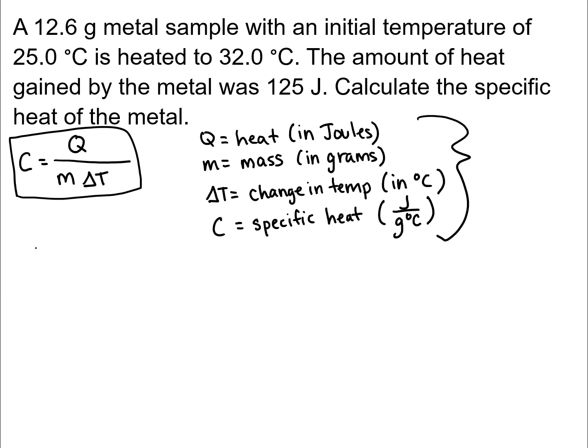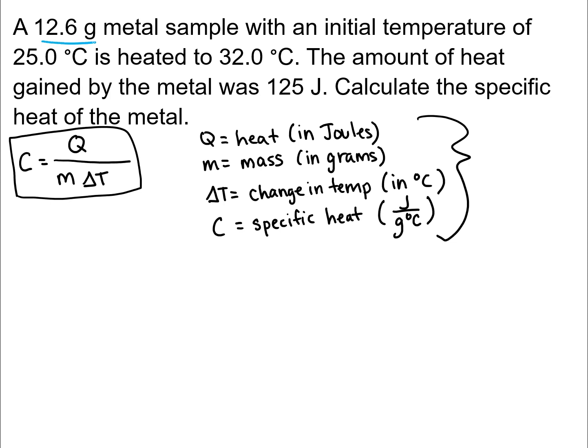Now let's read the question. You've got a 12.6 gram metal sample with an initial temperature of 25 degrees Celsius, heated to 32 degrees Celsius. The amount of heat gained is 125 joules. You have to calculate the specific heat of the metal. The best thing to do for these problems is identify what you have. If you are comfortable, go ahead and just do the problem on your own. We can meet up at the end. But if this is still a little bit of a question mark for you, stick with me.